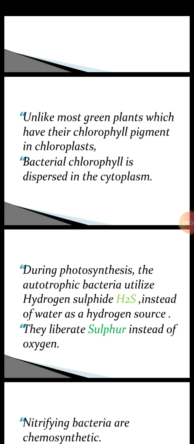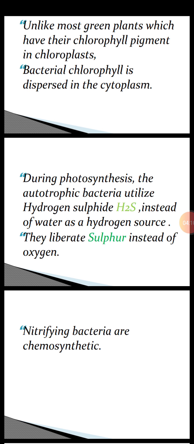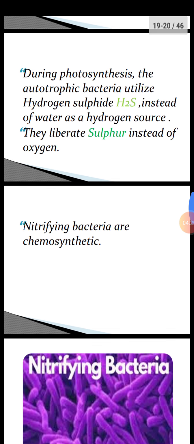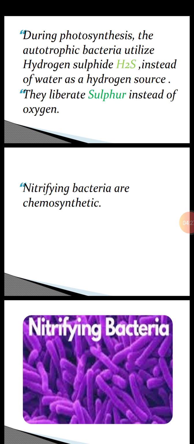This is the difference. During the photosynthesis process, autotrophic bacteria utilize or use hydrogen sulfide, H2S, instead of water as hydrogen source. So they liberate sulfur instead of oxygen. Nitrifying bacteria are chemosynthetic.